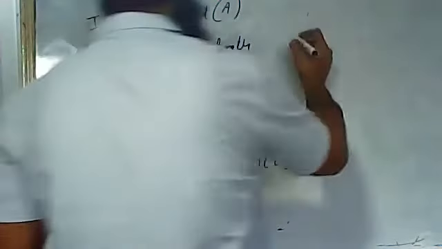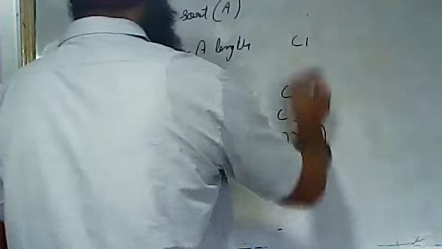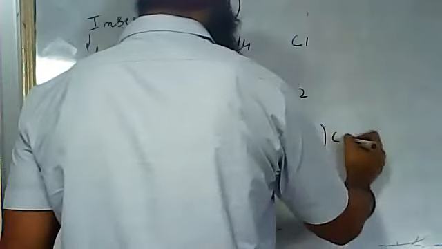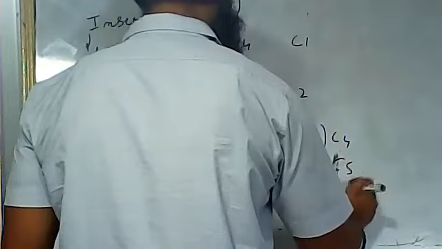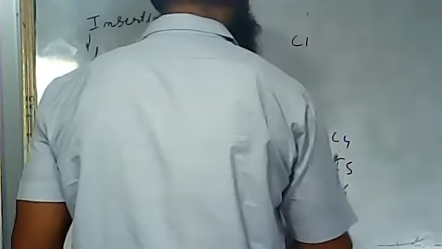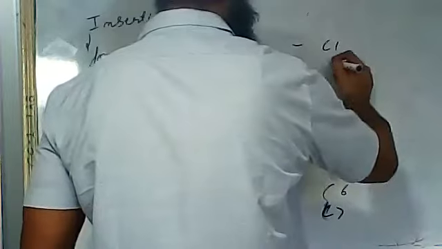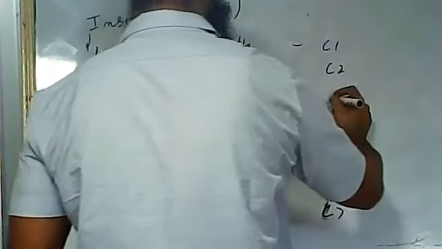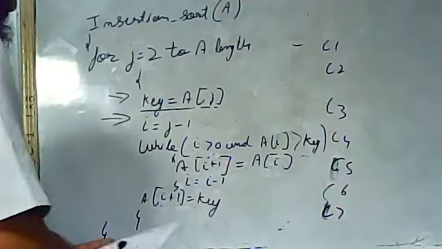So I'll write different constants like c1, c2, c3. C1 is the time taken by this line, c2 by this line, then c4, c5, c6, and c7. That's it. This is the constant time taken at each step.